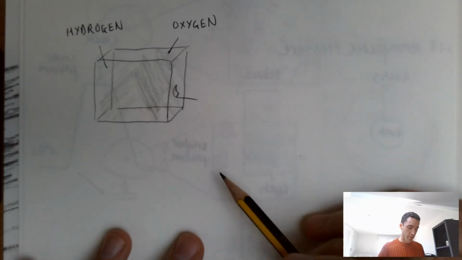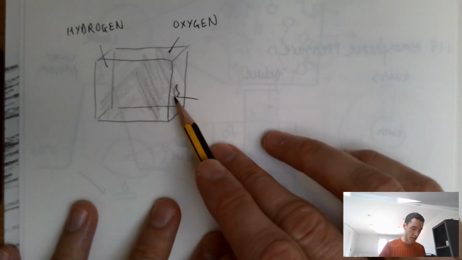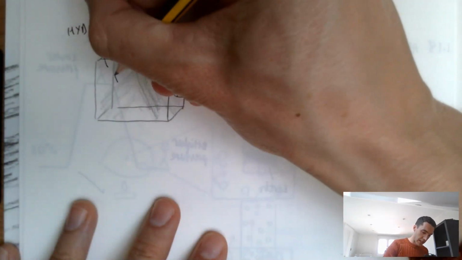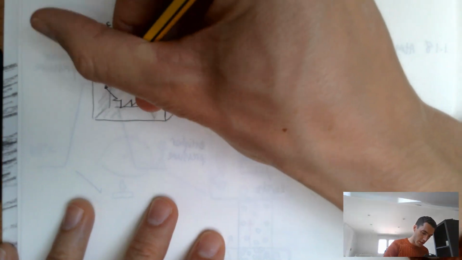But what you want students to realise is that if you were to do this, you were to mix hydrogen and oxygen, and then you were to apply some sort of flame or spark, what you would get is a huge explosion. So I'm going to draw a big explosion like this.